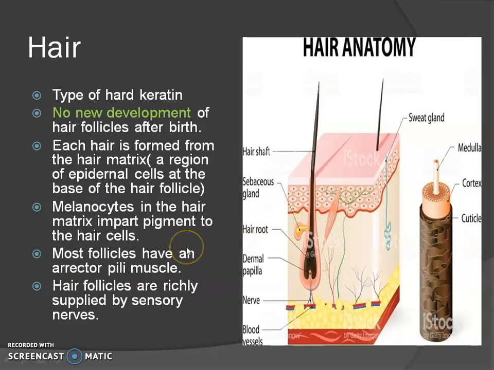Hair. Hair and nails are a hard type of keratin, while the keratin of the skin surface is soft keratin. There is no new development of hair follicles after birth. Each hair is formed from the hair matrix, a region of epidermal cells at the base of the hair follicle, which extends deep into the dermis and subcutaneous tissue.